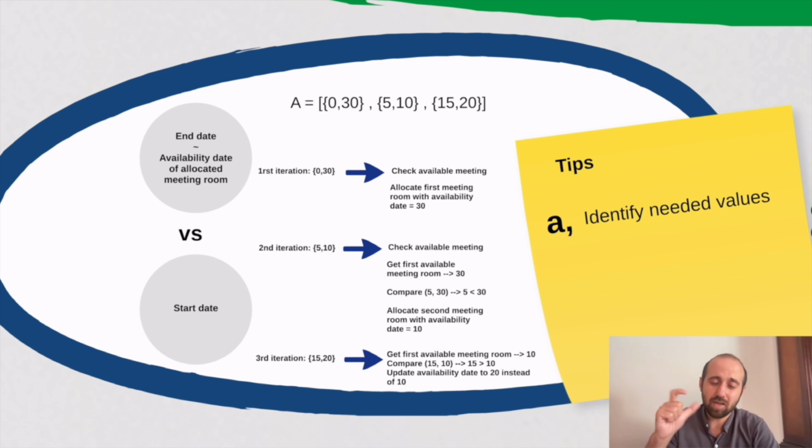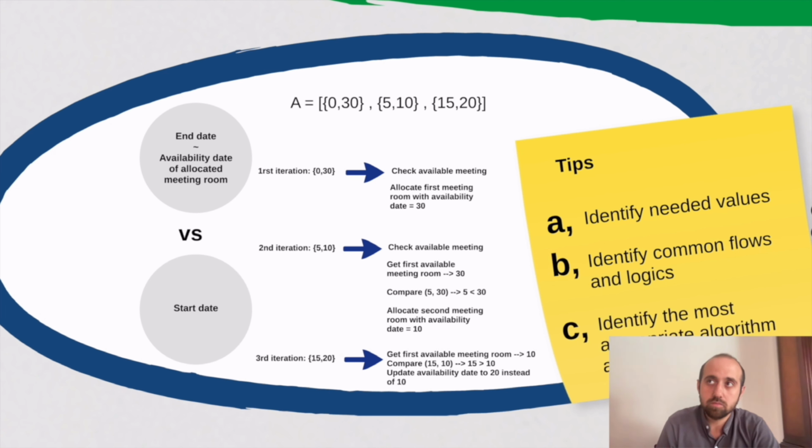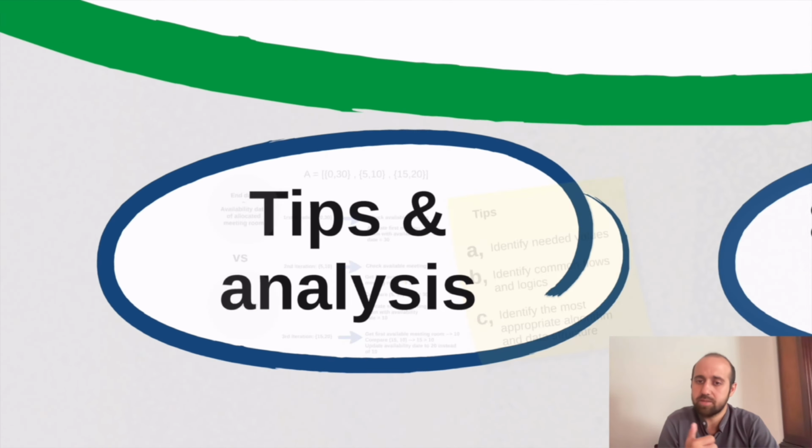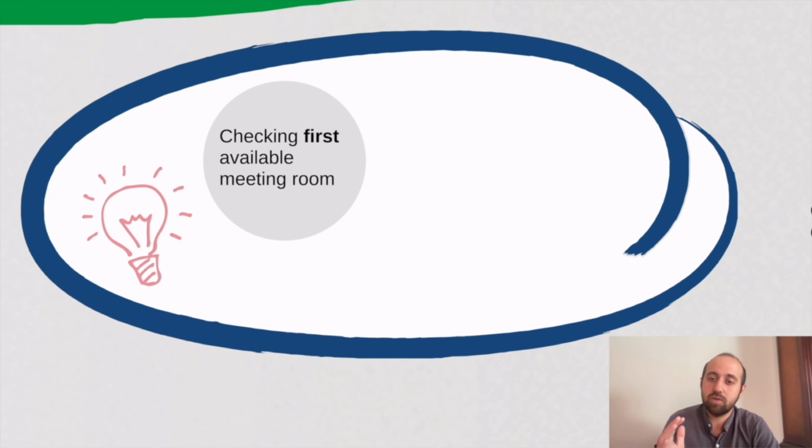But there is a common behavior here. Each time, we are checking the first available meeting room. And this first available meeting room has some logic, some priority behind the scenes, which is the first, so the one that has the least value. So the perfect data structure here is a priority queue.